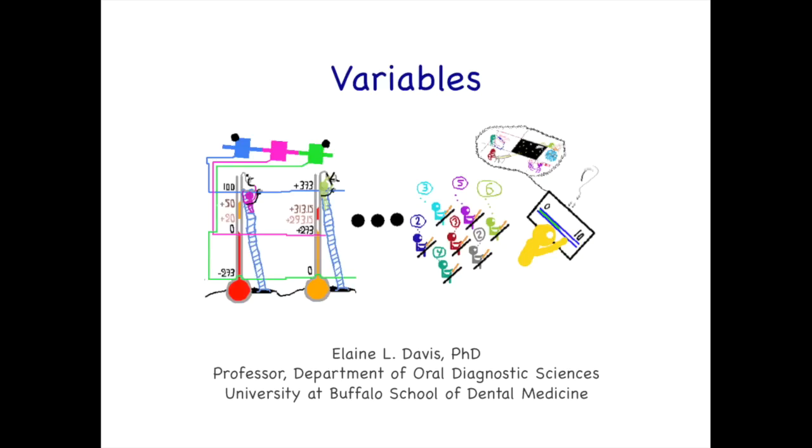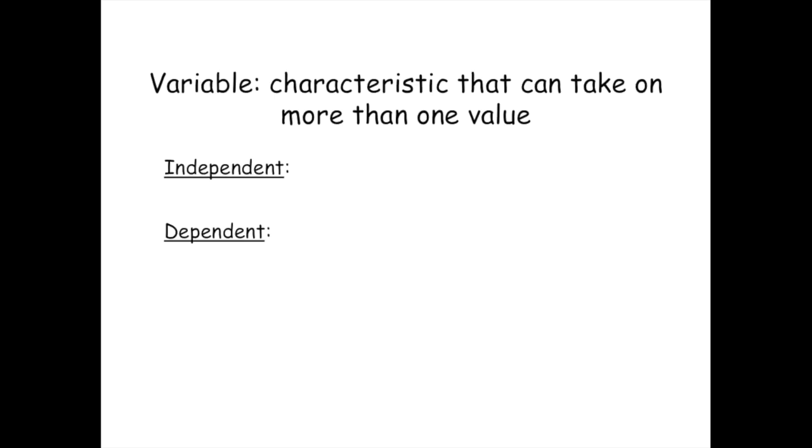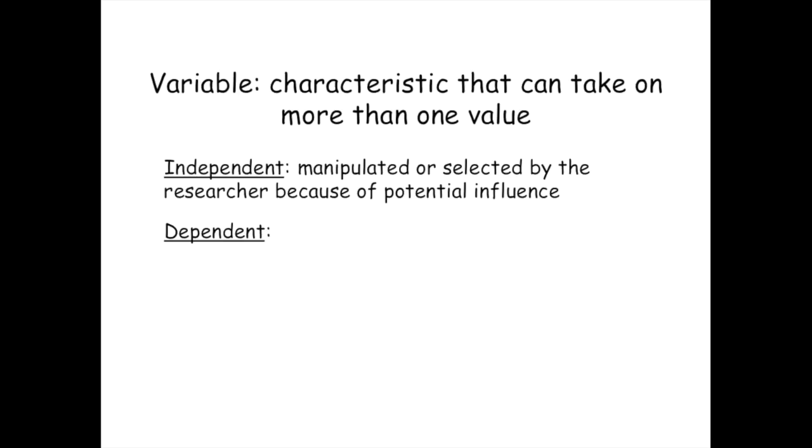This video provides an overview of variables and their role in the research enterprise. A variable is any characteristic that in any given study can take on more than one value, or can vary from observation to observation. Most studies include at least two variables, an independent variable and a dependent variable.